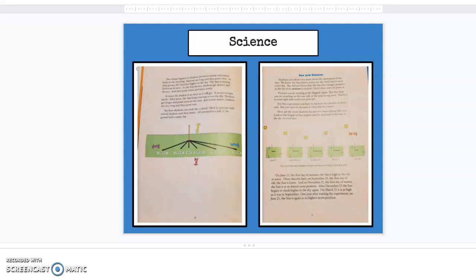See how shadows can work like a clock? Here is a picture with several shadows and their times. All you need is a pole in the ground and a sunny day.